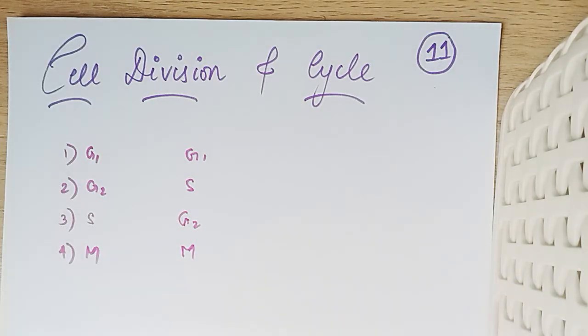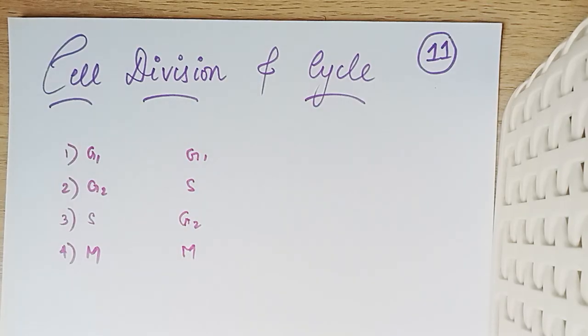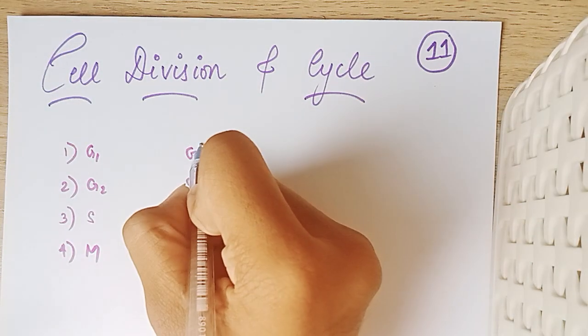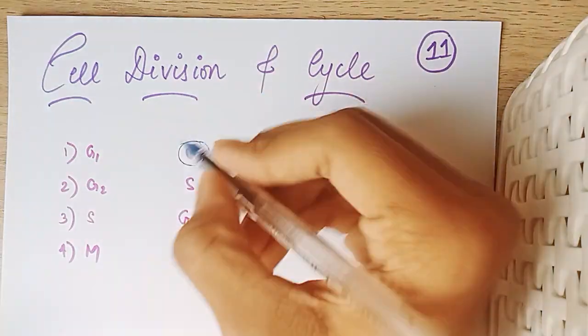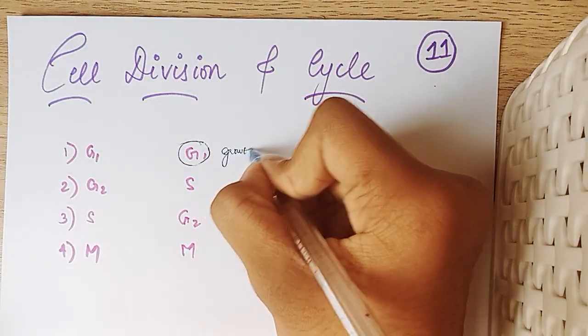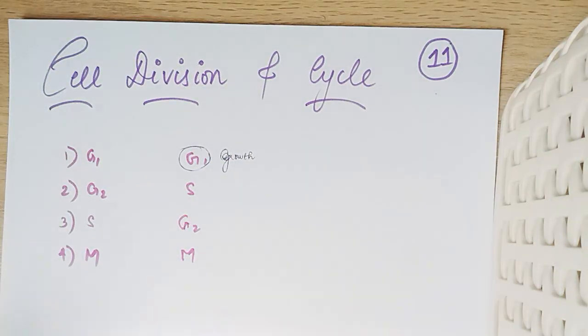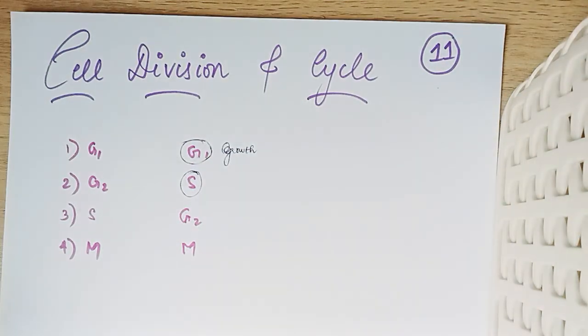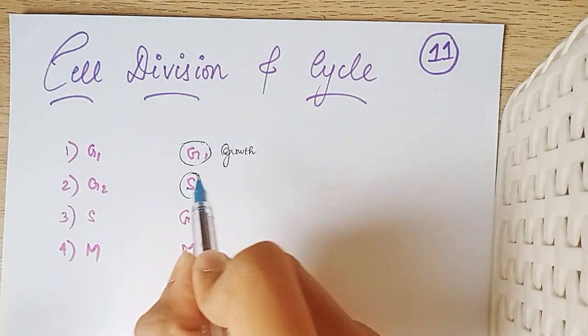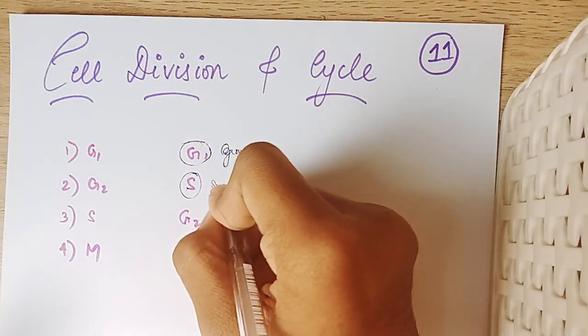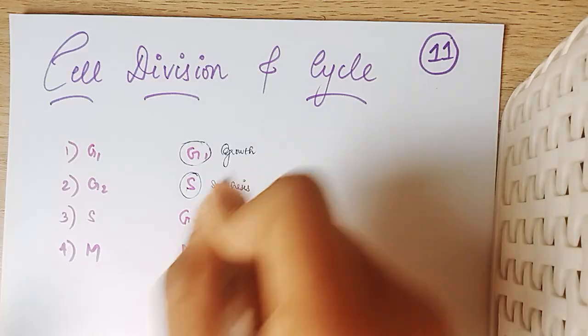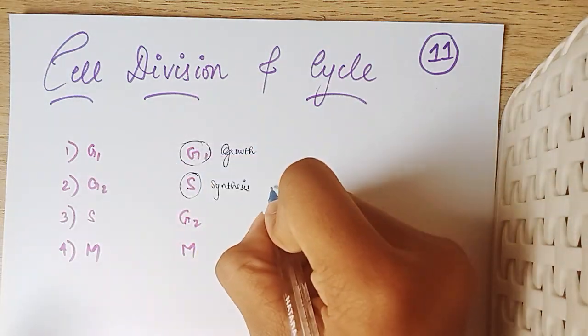So, what are the various things that happen during these stages? During G1 phase, the cell grows. So, this is also called the growth phase. Because during G1 phase, the cell grows in its size, in its width, etc. What about S phase? The full form of S phase is synthesis phase. So during S phase, definitely something gets synthesized. What is synthesized? DNA. DNA is synthesized during the S phase.